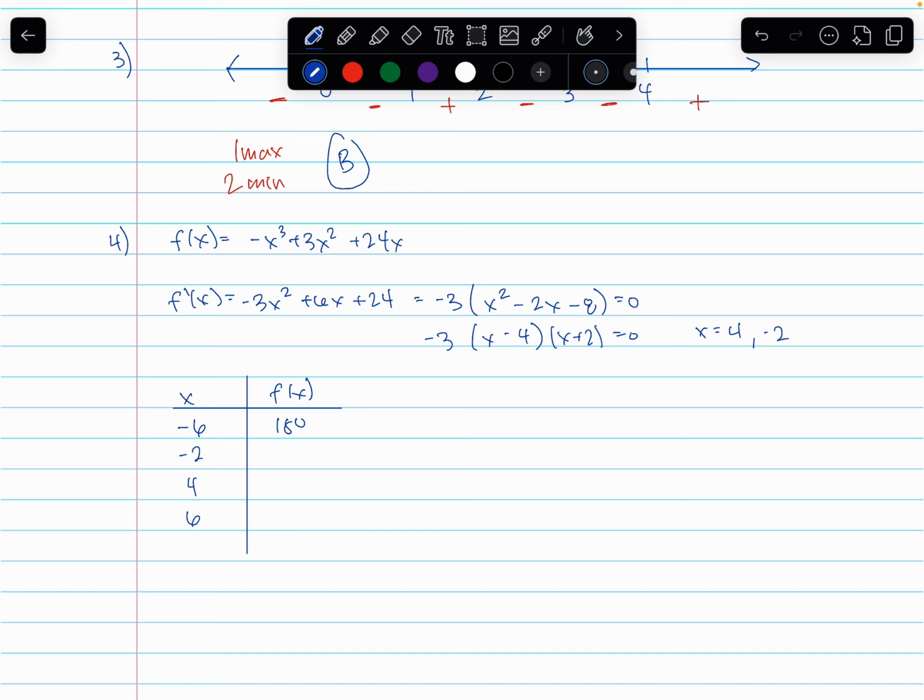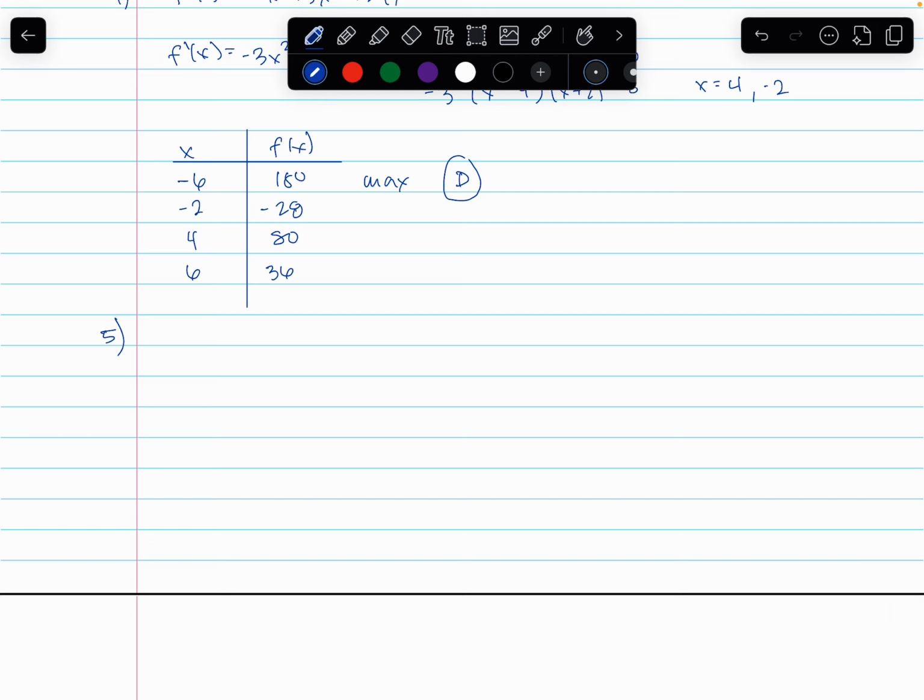But I mean, for the sake of answering it, doing the work, if I plug in negative 2, I get negative 28. Let's say I plug in 4, I get 80, and if I plug in 6, I get 36. So obviously my maximum value on this interval is going to be 180. So this is the max, and that's going to be D.